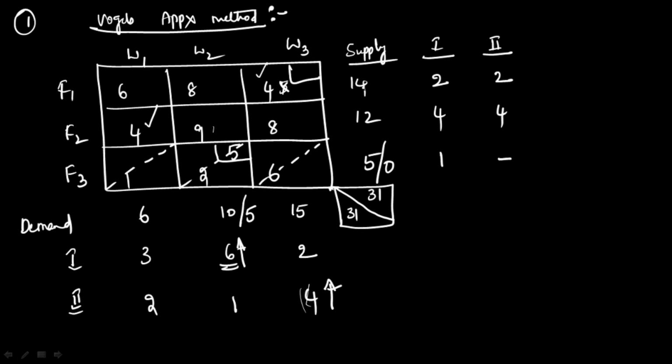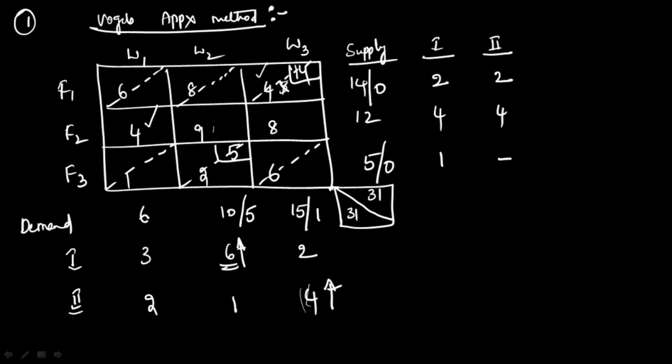Therefore, here I'll give an allocation of 14, 15. I'll give 14. 14 becomes 0. 15 will become 1. When 14 becomes 0, this entire row is gone. Is that clear? Now you are left with one row. Remember, whenever there is only one row or one column left over, you can directly allocate. Again, I repeat, whenever there is one row or one column which is left over, directly you can allocate.